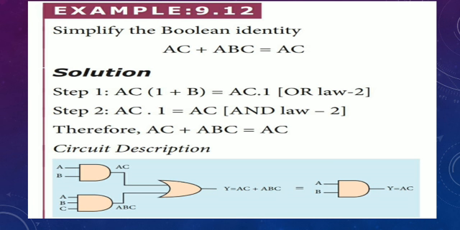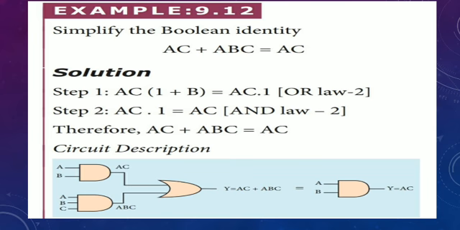Based on that formula, Boolean identity, simplify the Boolean identity. What is the Boolean identity? See this, AC plus ABC is equal to AC. We can prove it, so we can use the OR laws, AND laws and NOT laws.